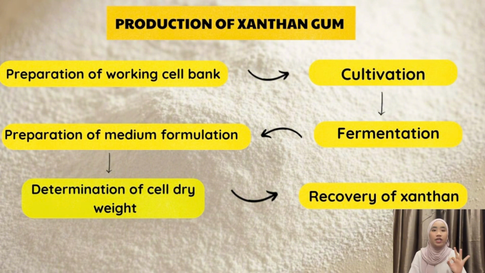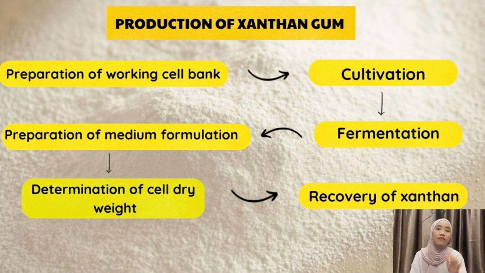In stage 3, the medium contains nitrogen and carbon sources that have been dried and ground until fine before being mixed with distilled water. For the fermentation stage, the prepared medium is inoculated with 5% of the bacteria. The medium containing bacteria was subjected to the fermentation process at 30 degrees Celsius and 200 rpm for 24 hours.